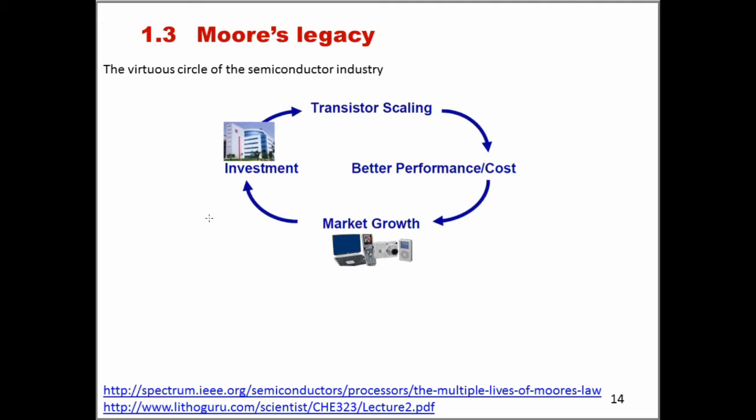So this situation is in a way represented by this virtuous circle of the semiconductor industry. From transistor scaling we have better performance and lower cost. This drives the market growth, which drives better investments in the industry, and so on and so forth. So this is a phenomenal situation that we've been through for several decades.